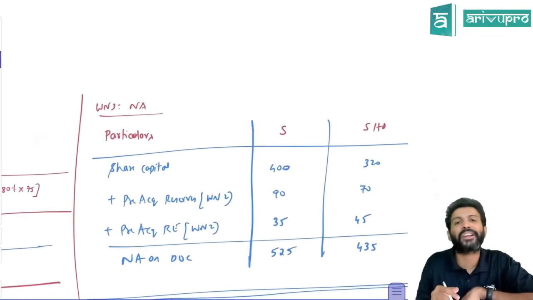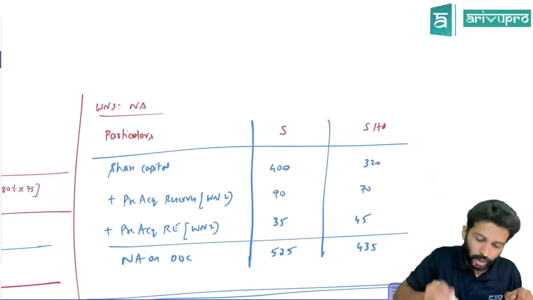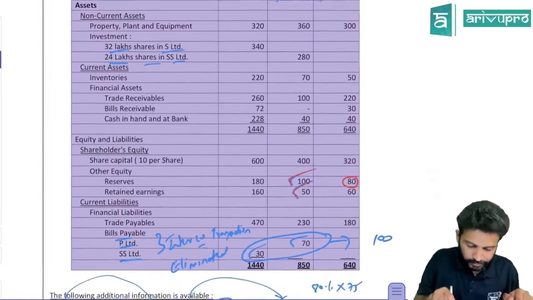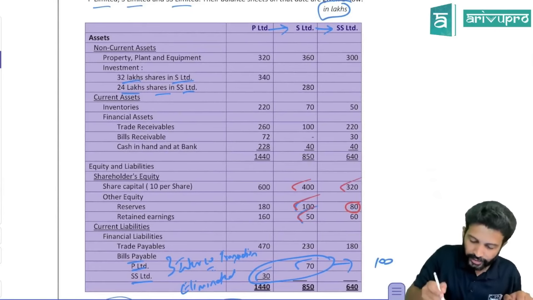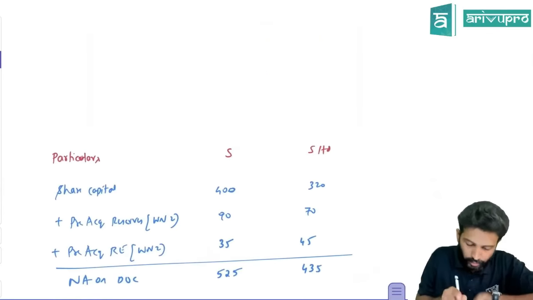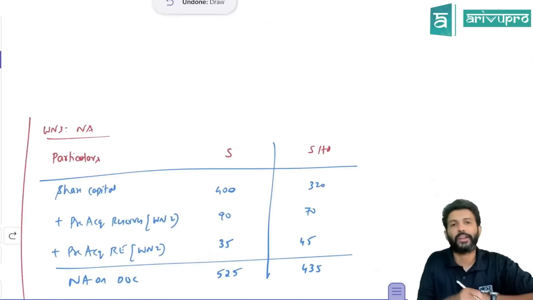So first, how do you find out net assets here? Shareholders' funds approach. Look at the share capital of S. Where is that? Share capital of S Limited is 400, and SS Limited is 320. Have we copied that? We'll copy 400 and 320. We have copied.